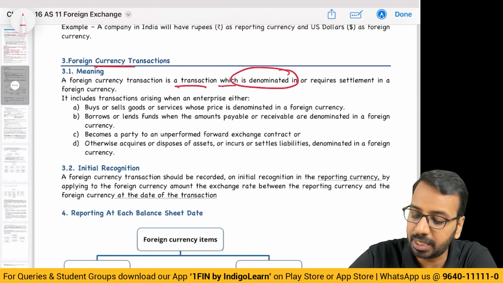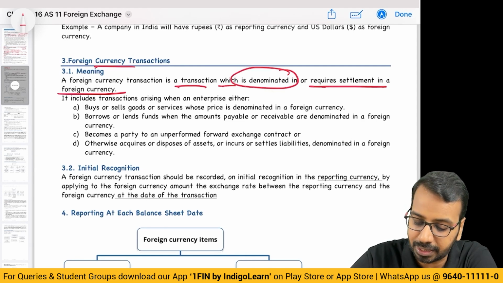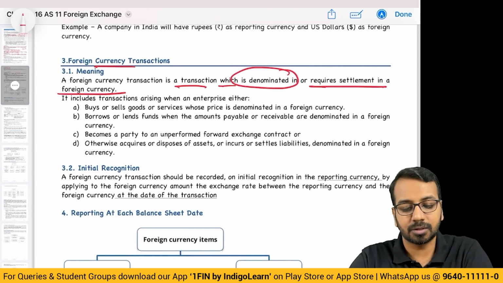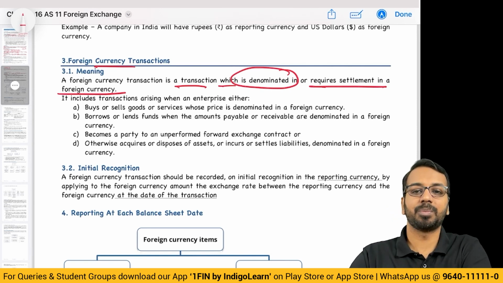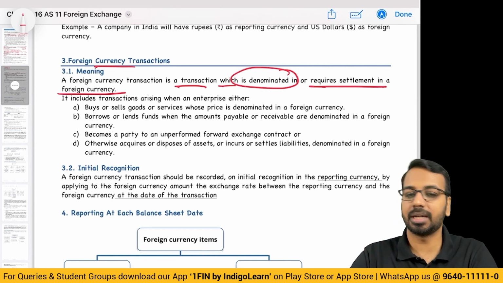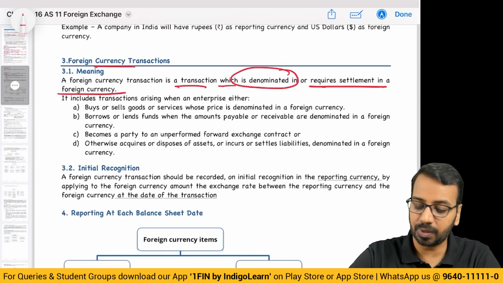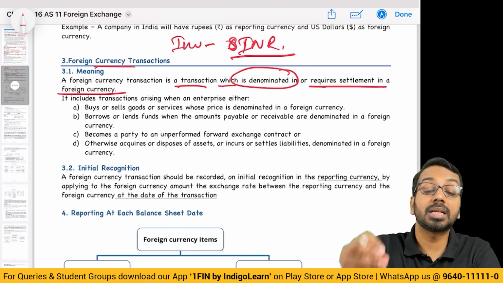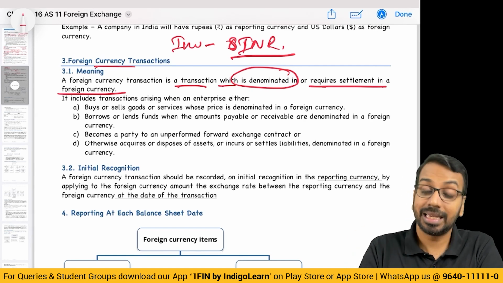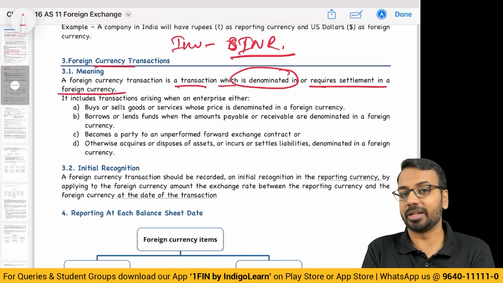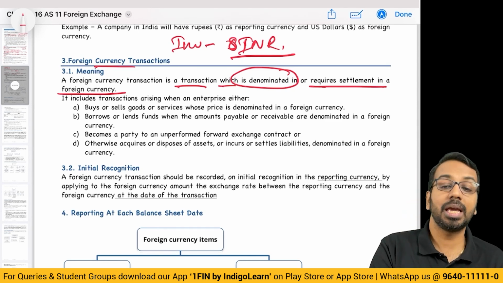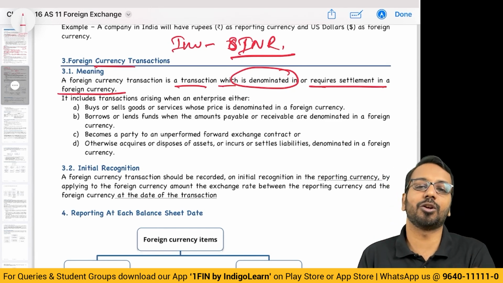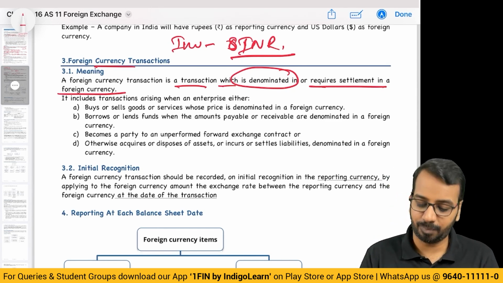A foreign currency transaction is a transaction which is denominated or requires settlement in a foreign currency. Denominated means, for example, my invoicing is in dollars, so that becomes a foreign currency transaction. But there may be cases where my invoice is in rupees, but the settlement will happen in dollars. I'll make an invoice in rupees, but I'll receive money in dollars. That is also a foreign currency transaction.